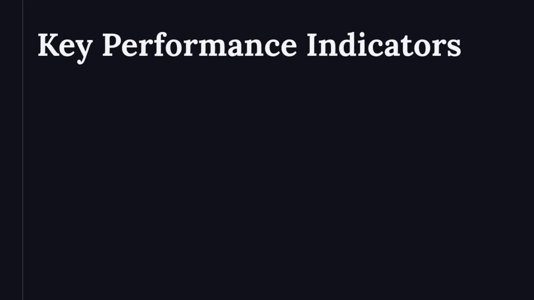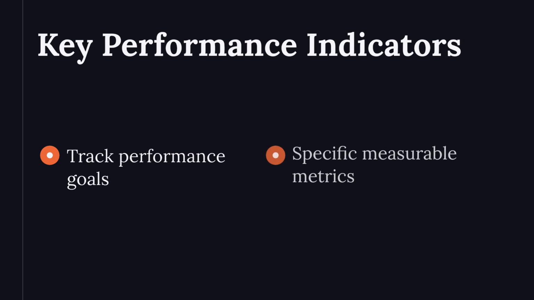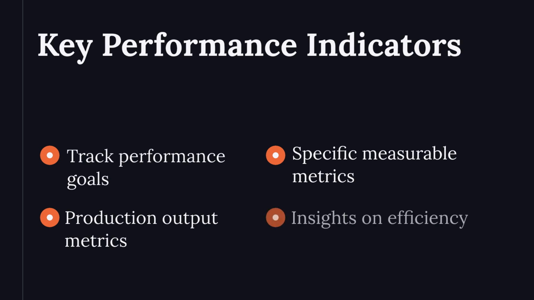Key performance indicators track performance against goals. They are specific, measurable metrics. KPIs in operations might include production output and lead times. Monitoring KPIs ensures alignment with strategic objectives. They provide insights into operational efficiency.